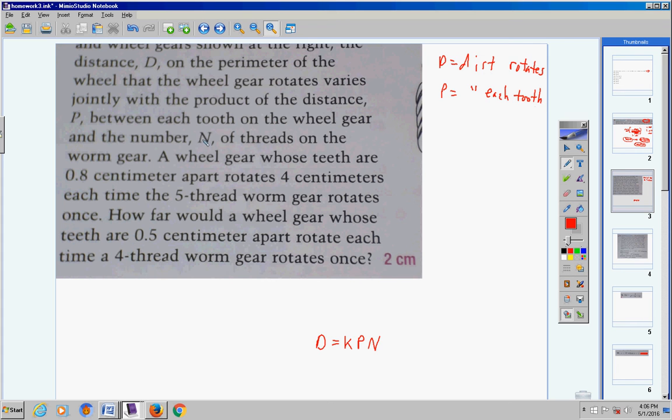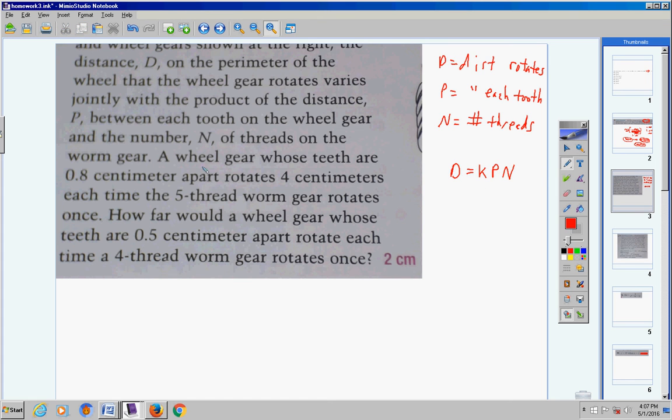Write this down. N is the number of threads. So n is the number of threads. Got it? Now, remember, the first thing we have to do is solve for k. There's no way we can even come close to solving this problem unless we first find what k is so we can get a working model here.